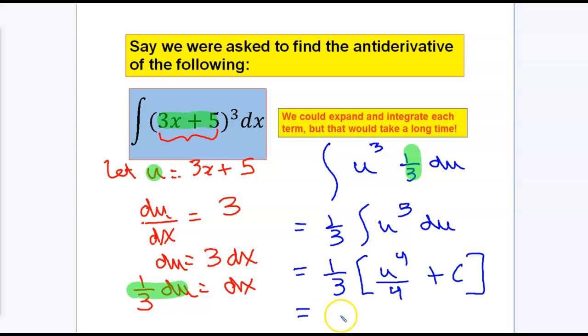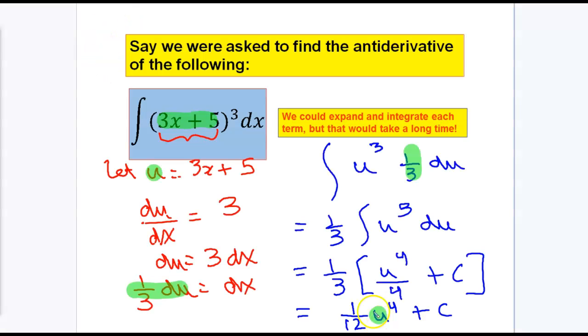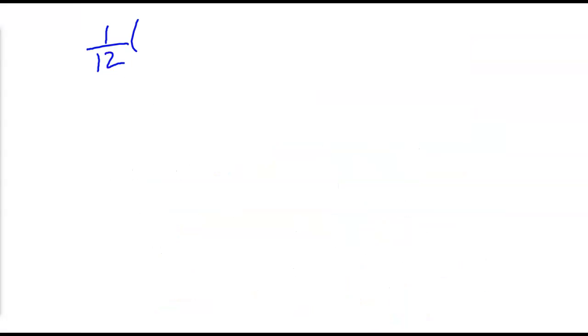So if I multiply by the 1/3, I'm going to get 1 over 12 u to the 4th plus a constant. Now some people might be asking, why am I not distributing the 1/3 to the constant? Because a constant times a constant is still a constant. And now I'm going to resubstitute my original substitution for u. So this is going to equal 1/12 times, in place of u, 3x plus 5 to the 4th power, plus a constant, and that would be my final answer.